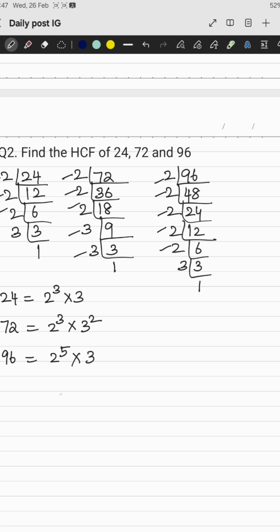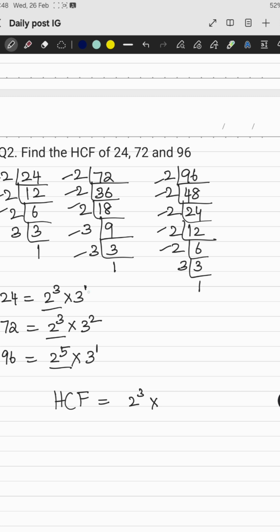So now you can see that in all the three numbers you have 2 and 3 as the common factor. So in order to calculate the HCF, or the highest common factor, you have to take the smallest power of each of the common factor. So in all of these, just see the power, that's the exponent. The lowest is 3, right? 2 to the power 3, 3, and then 5. So you will just take the smallest power of all the 3, that is 2 to the power 3, and go for the next one.